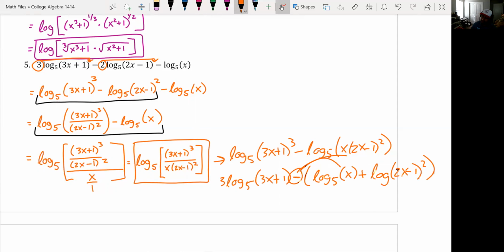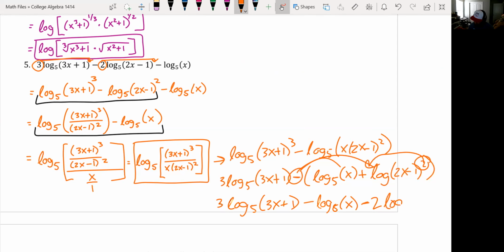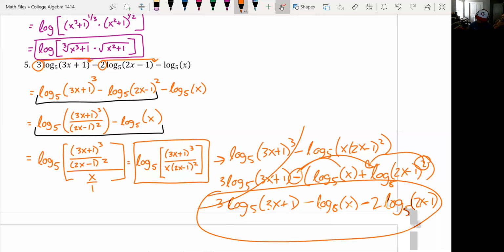Then you would distribute that negative. I'll just leave that there because I'm going to erase it anyways. You get 3 log base 5 of 3x plus 1 minus log base 5 of x minus, and in the same move, I take this 2 and move it to the front, 2 log base 5 of 2x minus 1. Now, does this look like that? And the answer is yes.